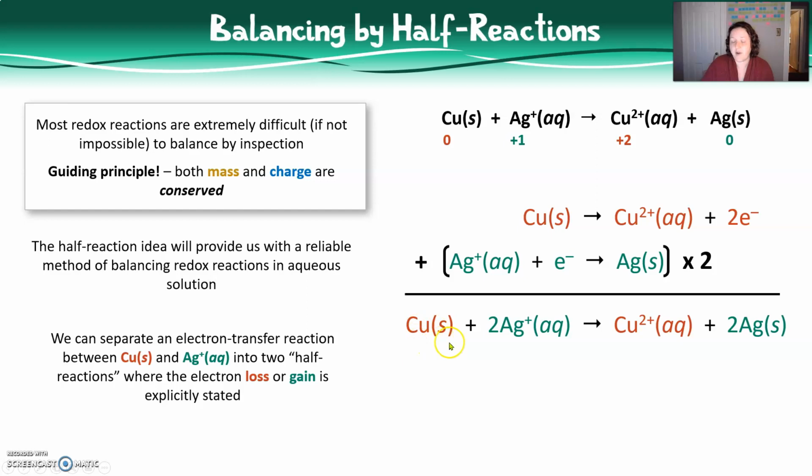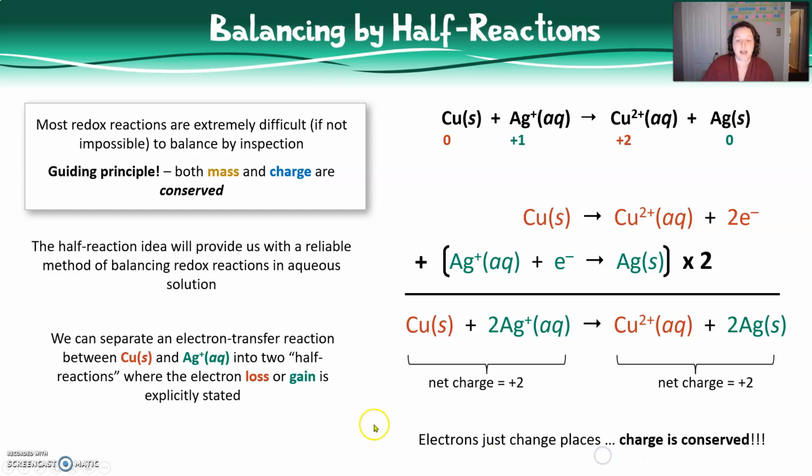The neutral copper and 2 silver cations add up to a positive 2 charge on the reactant side, as does the copper 2 plus cation and 2 neutral silver atoms on the product side. Note that the total charge simply needs to match on both sides. It does not need to equal 0 or be neutral overall. It simply needs to match.